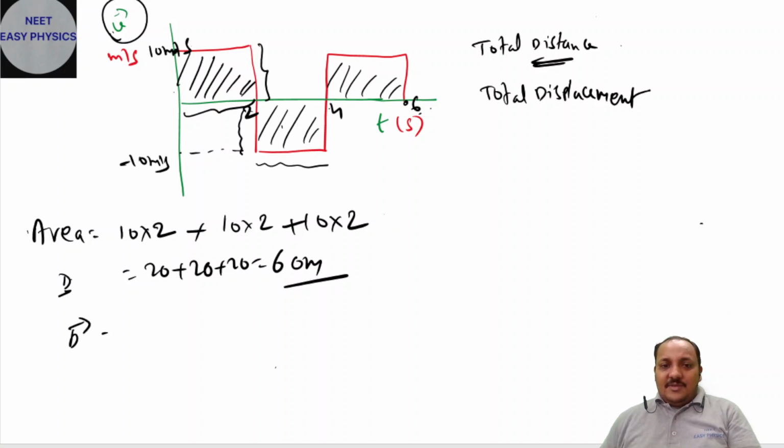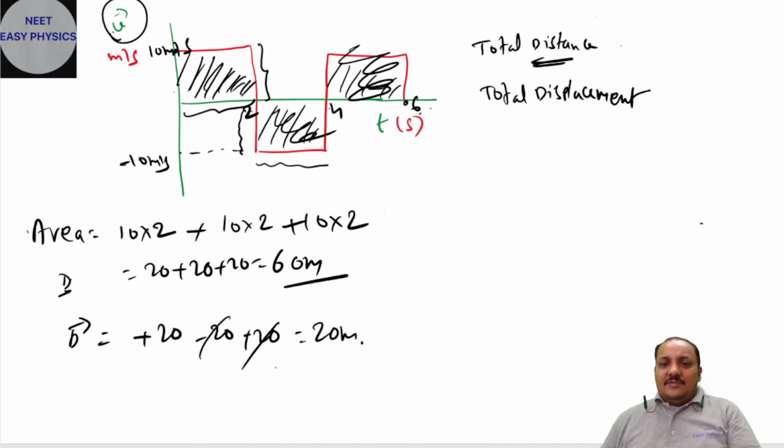Now, what is the displacement? Displacement means this is positive, therefore plus 20. This is negative, therefore minus 20. Again, this is positive, therefore plus 20. So finally, displacement is going to be 20 meters. So like this, you can do whenever they are giving a velocity-time graph.